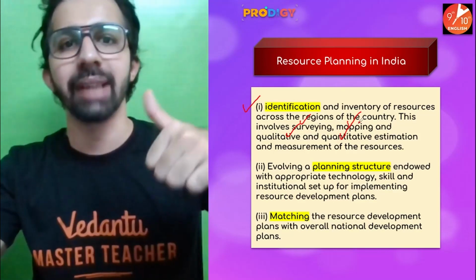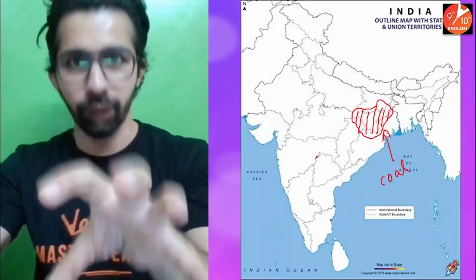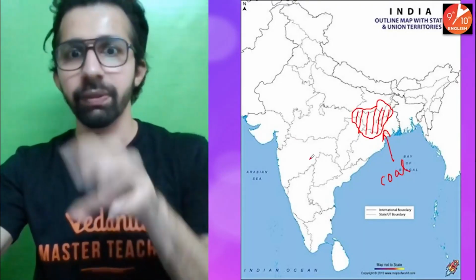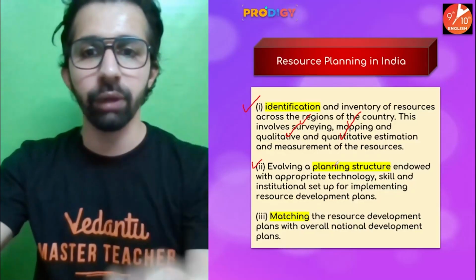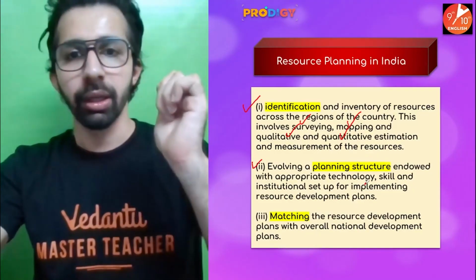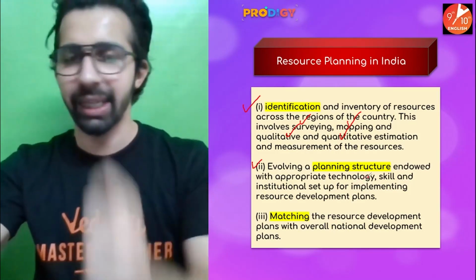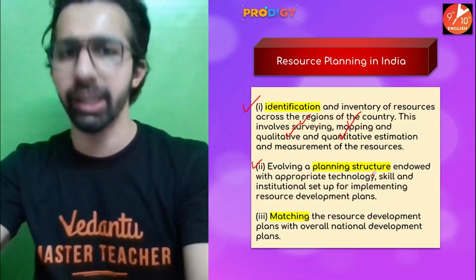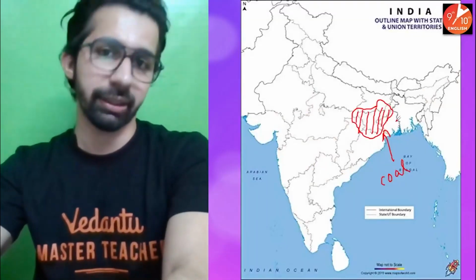So the very first step is identifying the resources. Second, once we have identified them, we have to extract these resources. We have to take them out. In that case, we will evolve a planning structure. We will try to implement an appropriate technology. We will try to implement skilled as well as unskilled laborers, everything, and we will try to extract these resources with the help of mining activities.